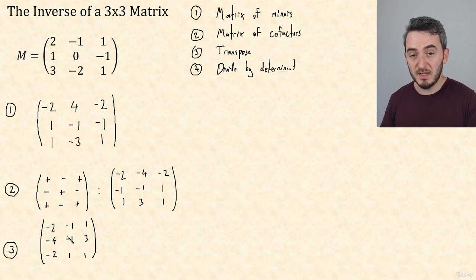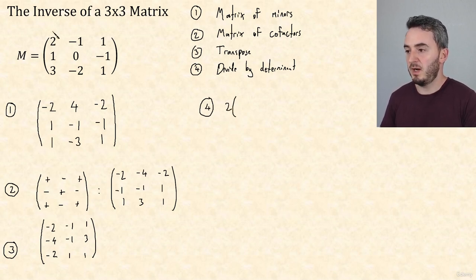All we need to do is divide by the determinant, or work out the determinant of the original matrix and stick 1 over that in front of this. So we need to actually find the determinant. And so the determinant of this matrix is 2 multiplied by the submatrix here, which is 0 minus 2. Now, in fact, we already know what these terms are. We've already worked them out here.